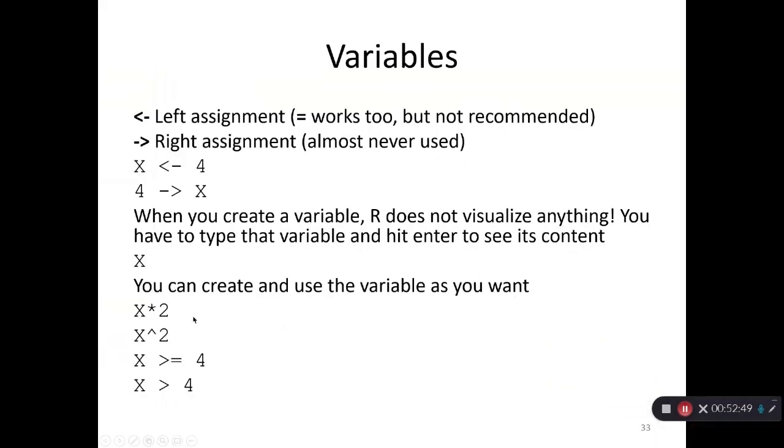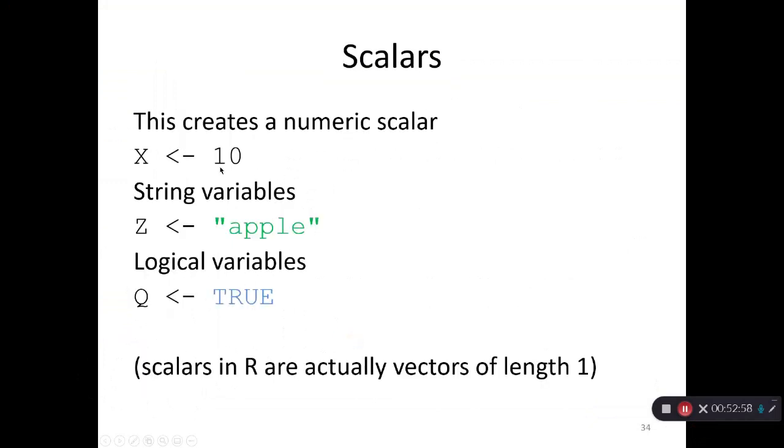Okay, and this stuff we already covered a little bit before. So you can use operations on the variable, you can inquire the magnitude of the variable, etc. So x equal to 4 creates a scalar variable, a variable that has a single number in it. You can also have string variables, a variable that has a textual string attached to it. For example, if you do z equal to open inverted commas, apple, close inverted commas, you get a string variable.